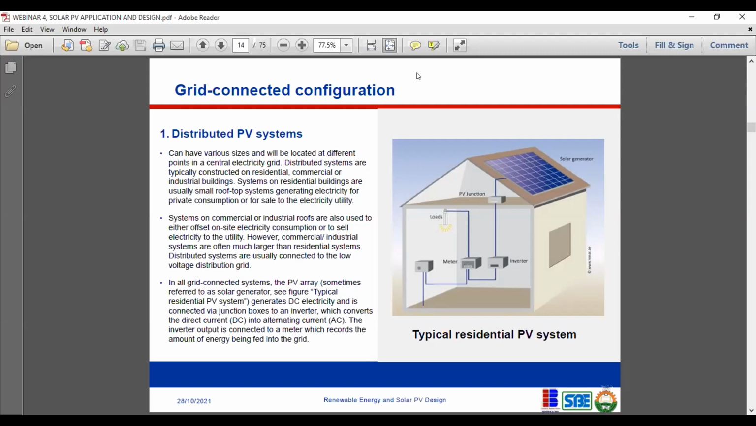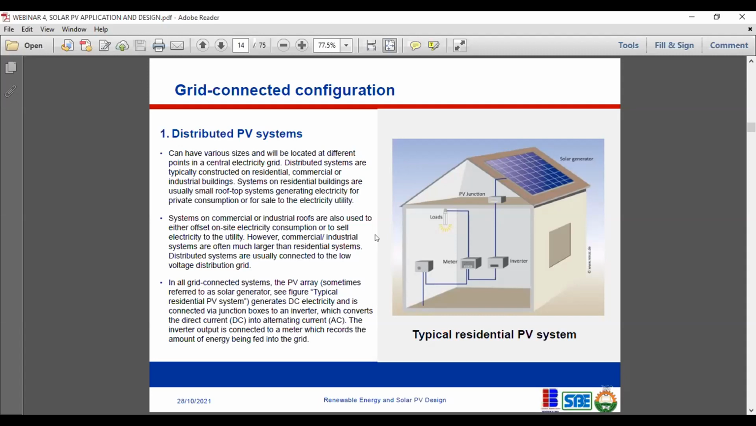In all grid-connected systems, the PV array, sometimes referred to as the solar generator, of course, this figure on your right typically shows that. So this is a typical residential PV system. It generates DC electricity and is connected via a junction box to an inverter, which converts the direct current into alternating current. The inverter output is connected to a meter which records the amount of energy being fed into the grid. So if you're going to send any energy to the grid, there has to be a meter to capture and measure whatever you're sending to the grid.